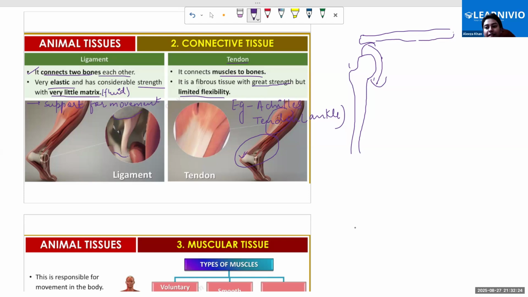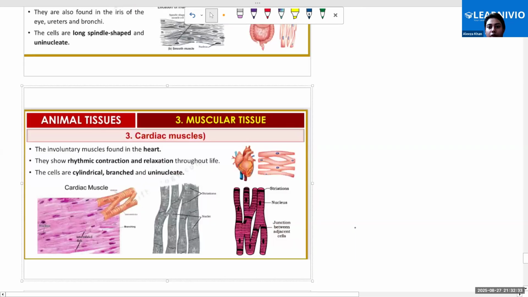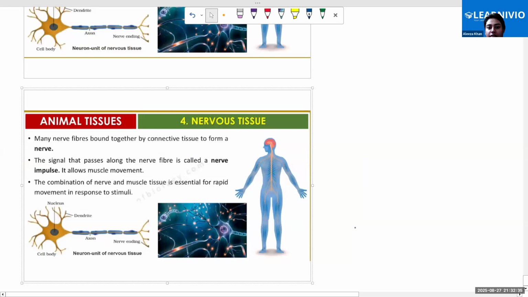So with this, I have ended your class. In the next class, we'll be starting with the muscular tissue. We have subtypes under the muscular tissue, and at last, we have the nervous tissue.